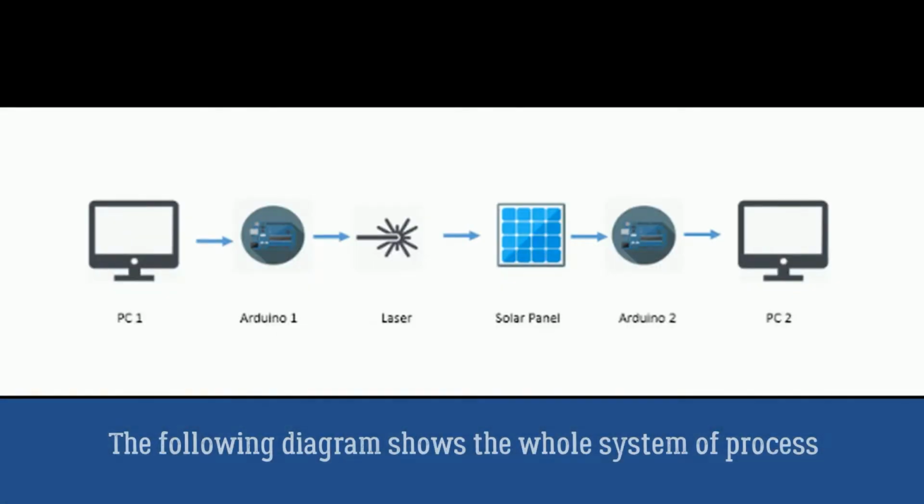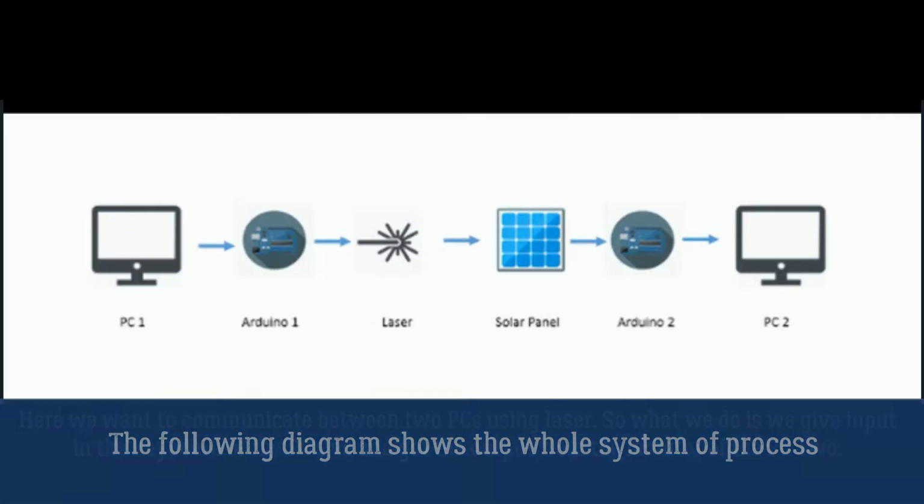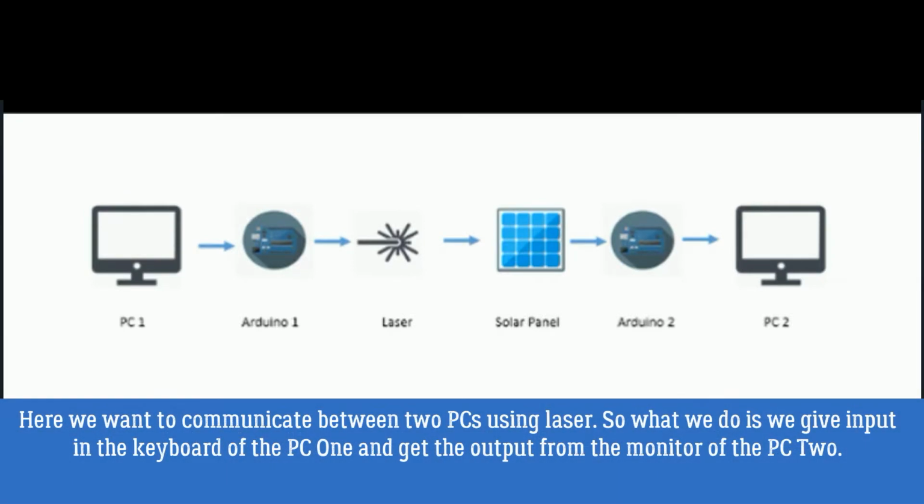The following diagram shows the whole system of the process. Here we want to communicate between two PCs using laser. So what we do is we give input in the keyboard of PC1 and get the output from the monitor of PC2.